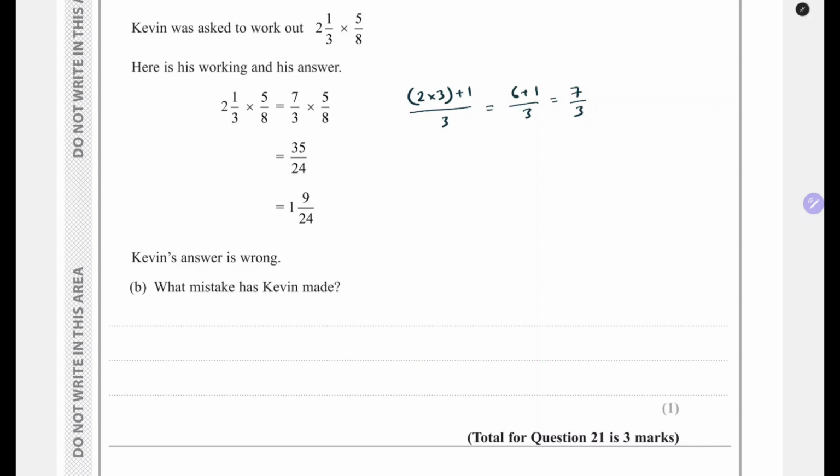Now, if you check his second part, that's 7 over 3 multiplied by 5 over 8. So if we do that, 7 times 5 is 35, and 3 times 8 is 24. So that's correct as well. The last part, he's changed his improper fraction into a mixed number. So we ask ourselves, how many times does 24 go into 35? Well, it goes in once. And what is left over? Well, that's 35 minus 24, which is 11. So his answer should have been 1 and 11 over 24.